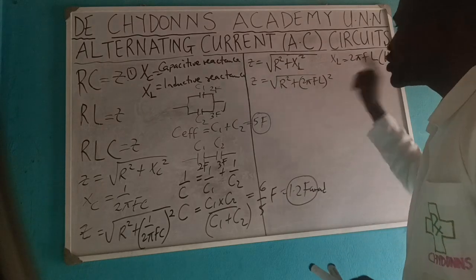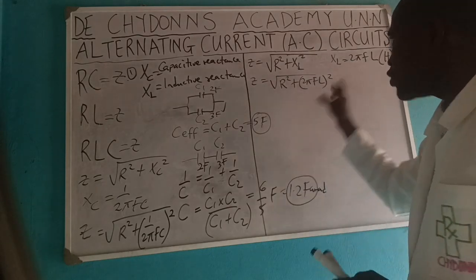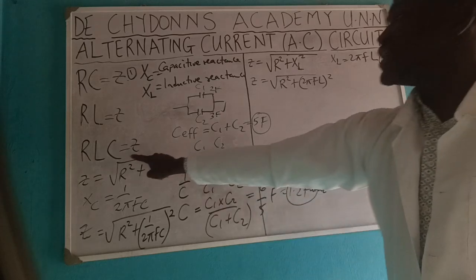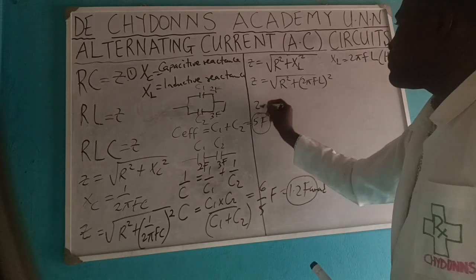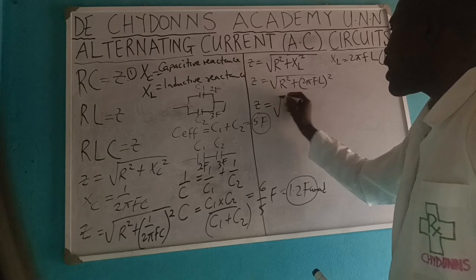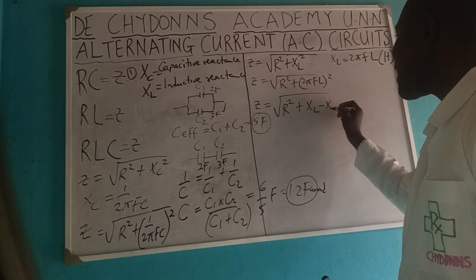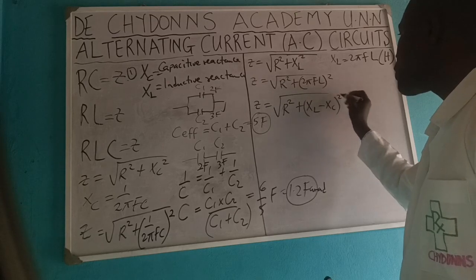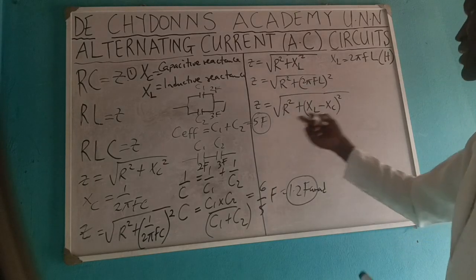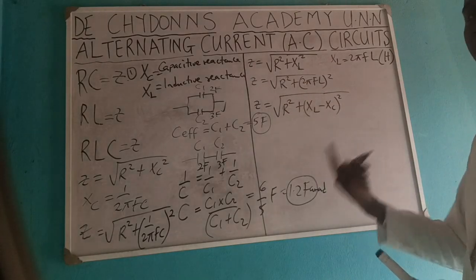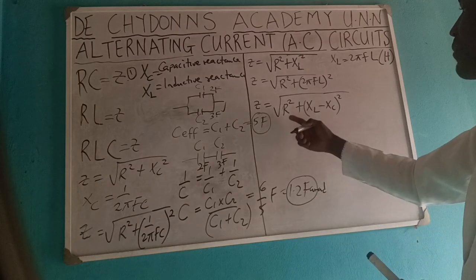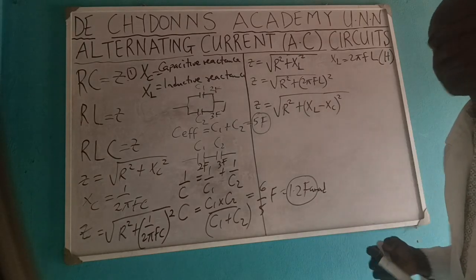So you have to note this. Then for this third one, we said that the impedance will be equal to square root of R square plus (XL minus XC) all squared. That is the impedance, the total opposition that will be offered by the resistor and this.